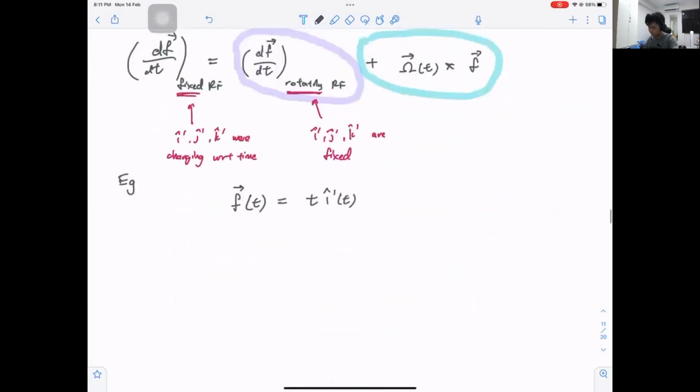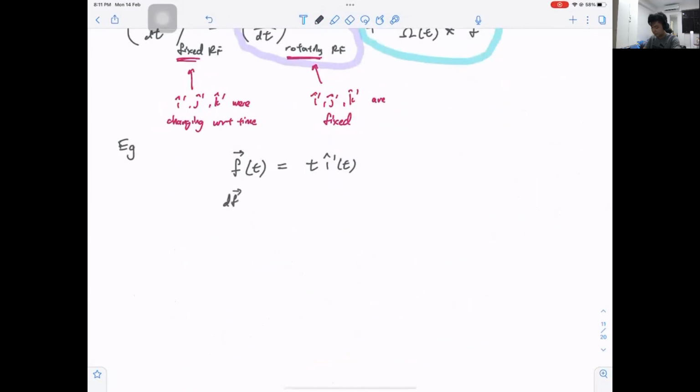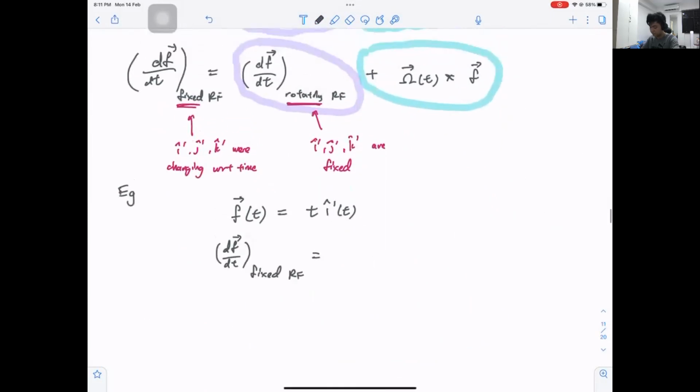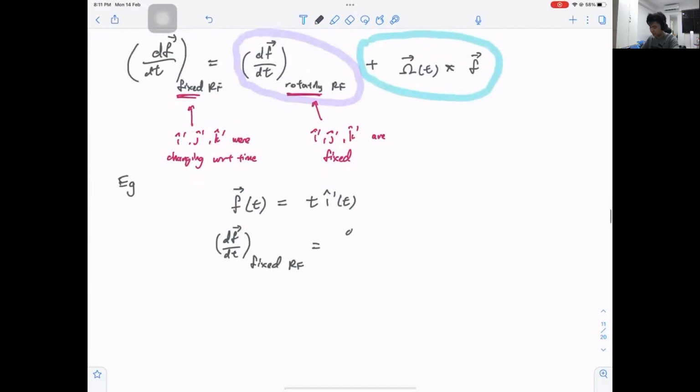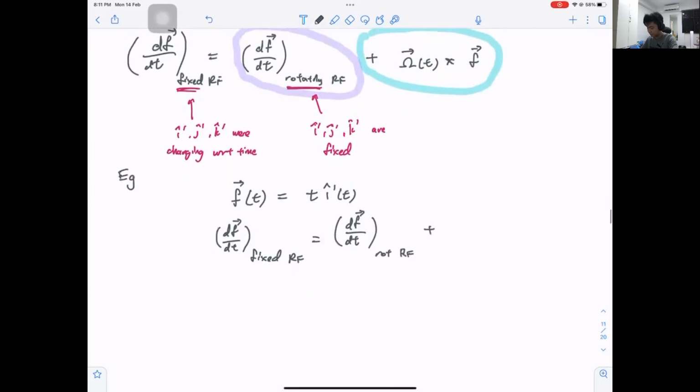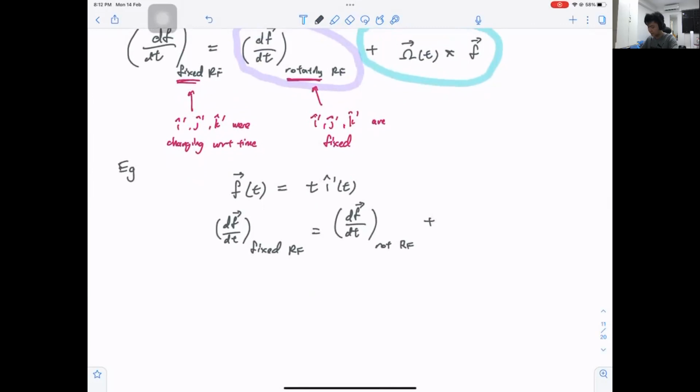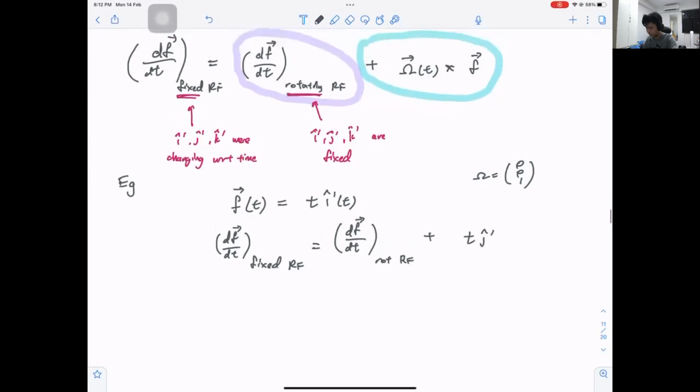So in that case, df over dt in the fixed frame is equal to df over dt in the rotating frame plus omega cross f. And let's just say that omega was (0, 0, 1). Okay, so then that will give us k cross i, that will give us j. So that will give us t j hat prime. Yeah, that's right.